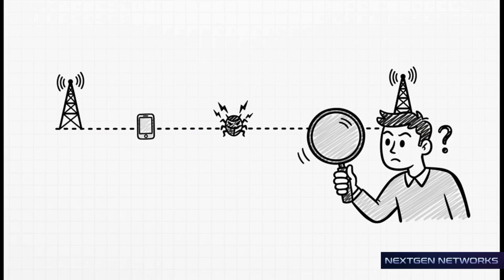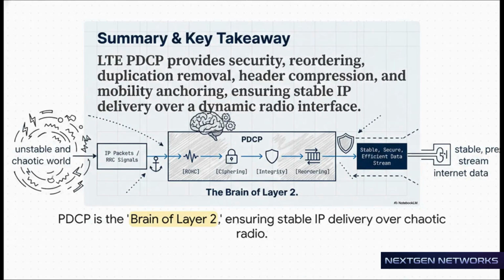And for the engineers who have to build these networks, here's a little inside scoop. The toughest PDCP bugs are an absolute nightmare to track down. They often only show up for a split second, right in the middle of a handover, which makes them incredibly difficult to reproduce, diagnose, and ultimately fix. So to sum it all up, PDCP really is the brain of the radio's second layer. It's this master juggler handling security, header compression, and mobility anchoring, all to achieve one single critical goal: to deliver a stable, predictable stream of internet data over a completely unstable and chaotic radio world.